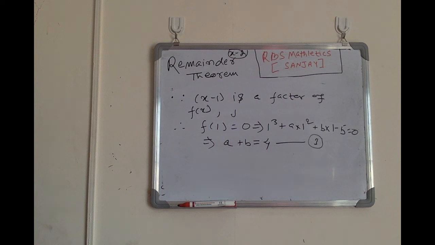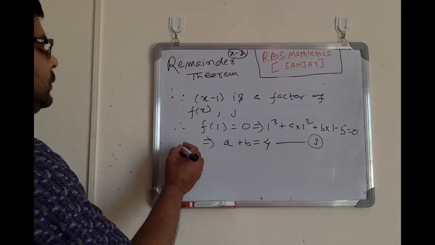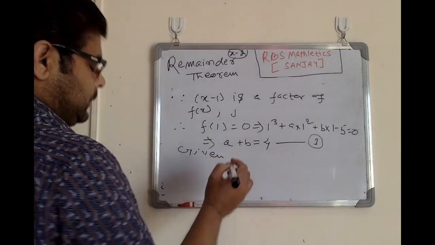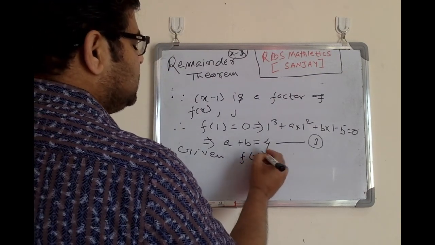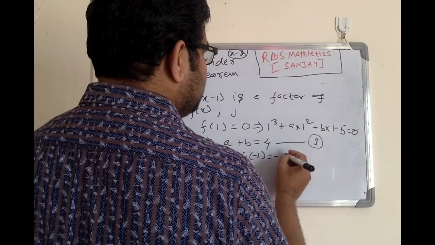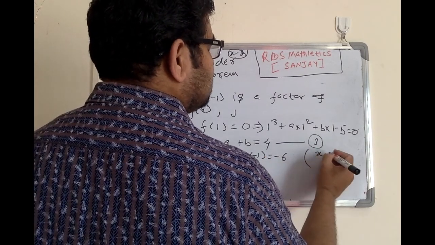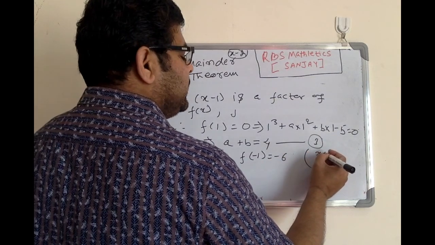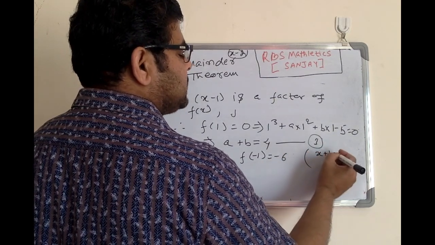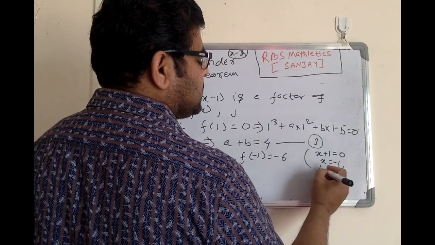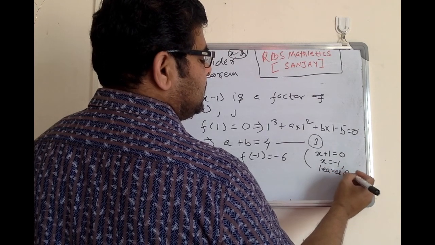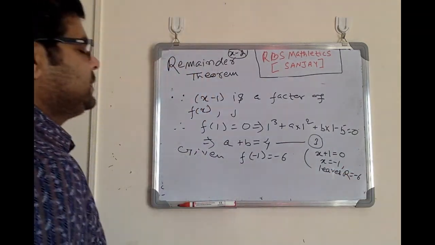So you can say this is equation 1. Now another condition is that when it is divided by x plus 1, it leaves a remainder of minus 6. So it is given that f(minus 1) is equal to minus 6. Why? Because we are going to divide by x plus 1, and when you put it equal to 0, it is going to be minus 1, and it leaves remainder minus 6 according to the question.